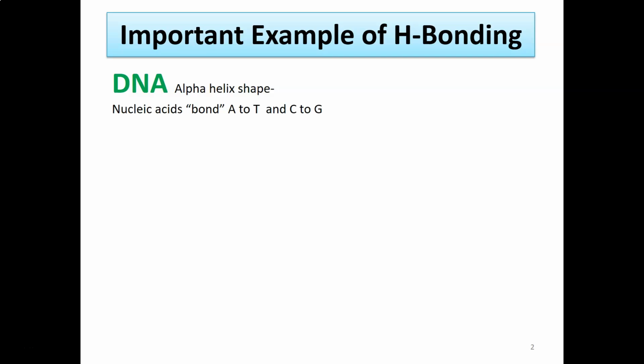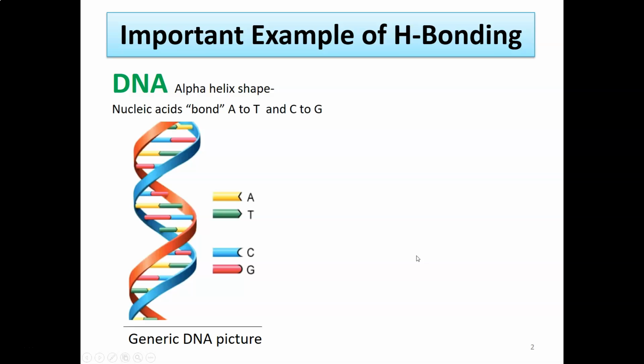DNA is a super important example of hydrogen bonding because DNA has this alpha helix shape. You learn about that in biology. It's a spiral and it has base pairs that match up like little puzzle pieces. Usually they show it in a very cartoonish way, and they kind of imply that they're puzzle pieces that have to notch together somehow, and that only certain combinations can work.